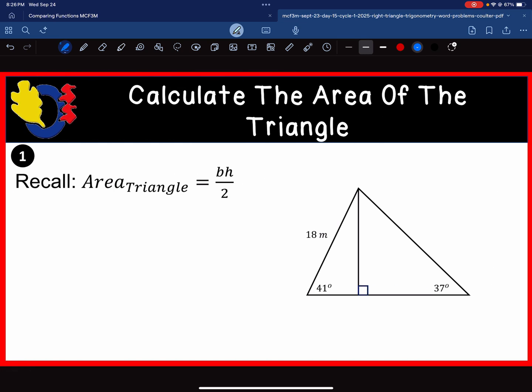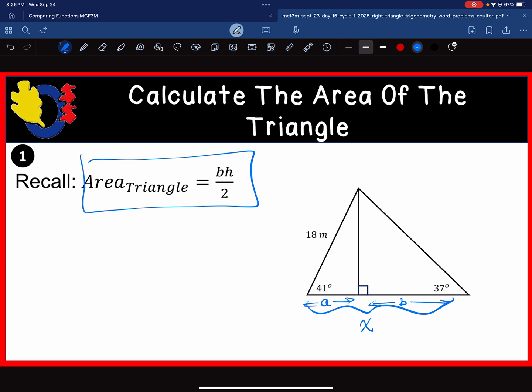So we are going to find the area of a triangle. So remember the formula, area of a triangle is base times height divided by 2. So the base of this triangle is that whole length at the bottom. We can call that X. So that's broken into two pieces. So we have this piece here we'll call A, and then the other piece we'll call B. So we're first going to find base A.